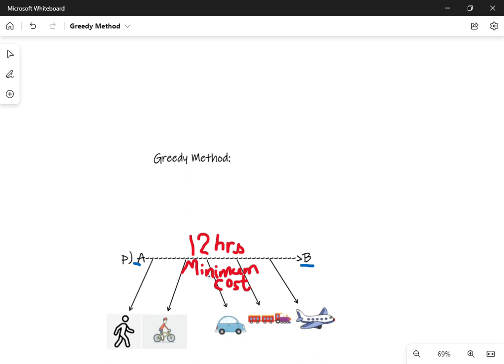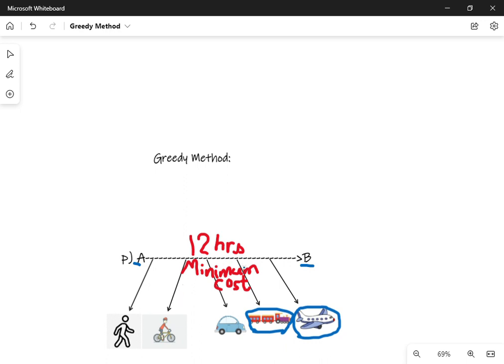We should choose a conveyance which is less time consuming. So it may be a train or a plane. There are two possibilities, a train and a plane. So this is known as a feasible solution.